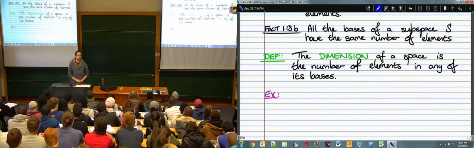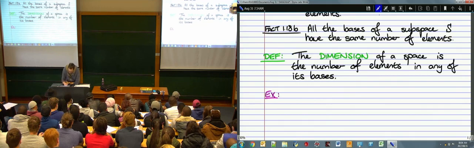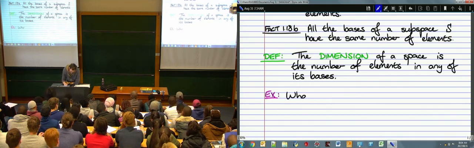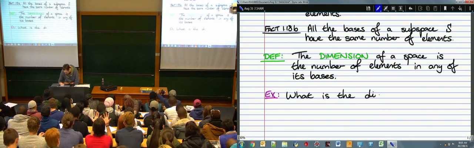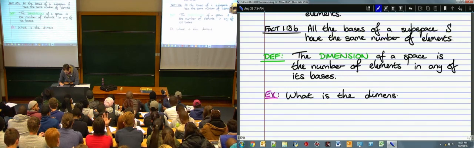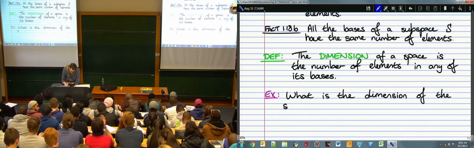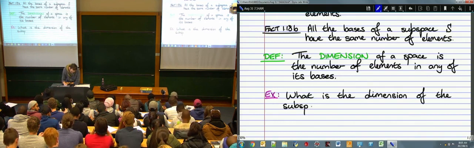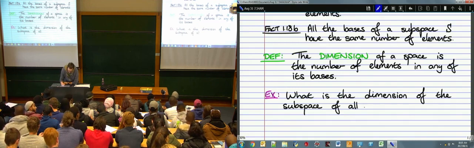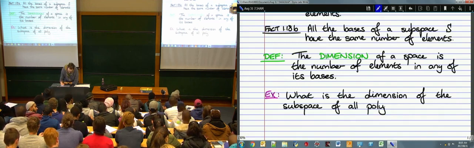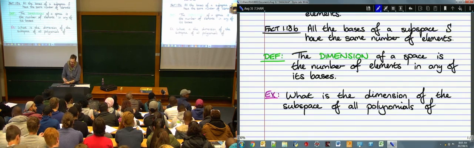Here's the first example. I'd like you to calculate the dimension of the following subspace. What is the dimension of the subspace of all polynomials of degree 2 or less?